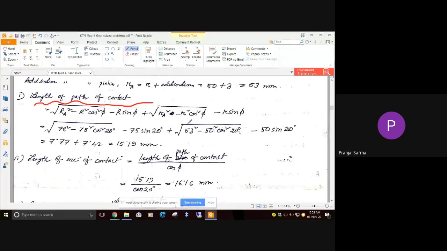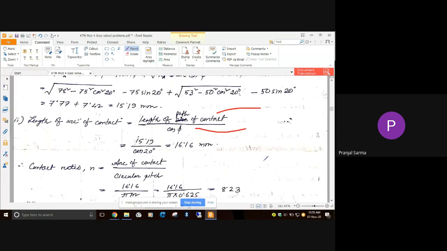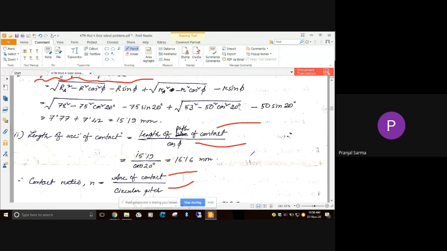After that means step by step they are asking. Okay, next is length of arc of contact. So path of contact divided by cos phi gives you arc of contact. Next, arc of contact divided by circular path pitch gives you contact ratio. Okay, so it is similar to the previous problem only.